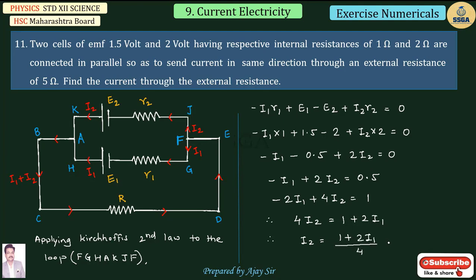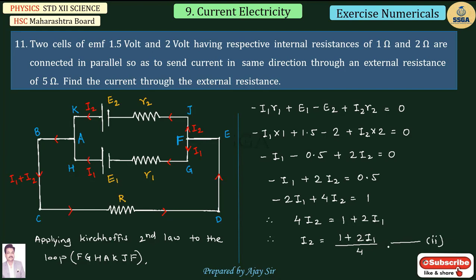So this will be the second equation. Now the first equation we got, and this is the second equation. Substituting the second equation in equation 1, that is (1 plus twice I1) divided by 4, let us substitute this in the first equation.